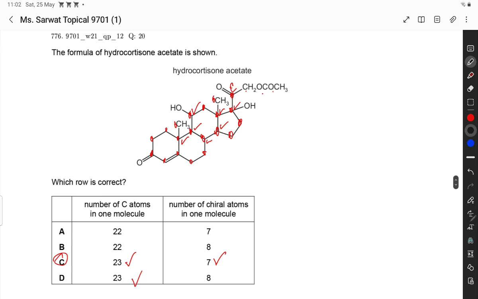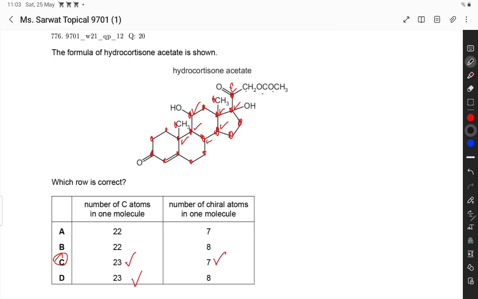The formula of hydrocortisone acetate is shown. So which row is correct? Number of carbon atoms in one molecule of this compound: I have counted that there are 23. You can check this by counting, since you have done many questions like this. Confirm this question by counting the number of carbon atoms and the number of chiral atoms in one molecule. So the number of chiral carbon atoms would be 4.